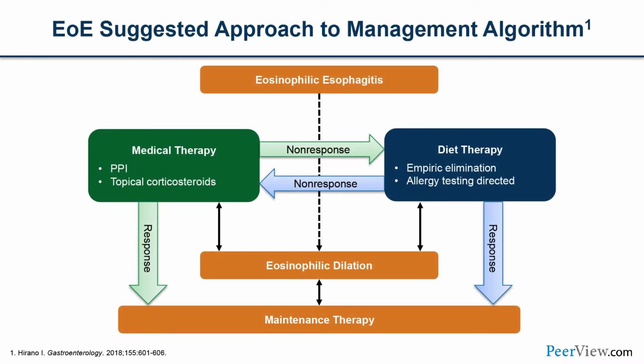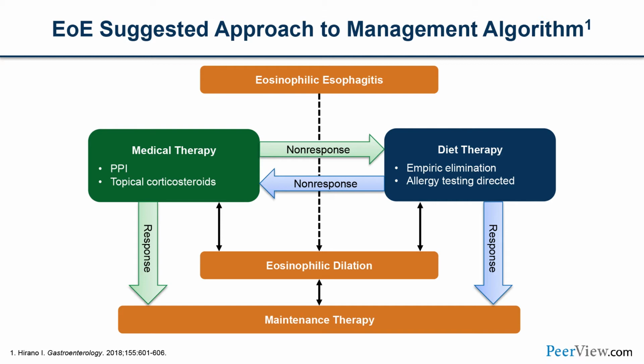So what are the suggested approaches to managing EoE? Obviously there are two places where you can start. One is medical therapy, which, as Dr. Dillon mentioned, is PPIs or topical corticosteroids, and we're going to talk about this in a minute. Or you can start with diet therapy, which could be empiric treatment or skin test and blood test directed therapy. If one fails, you can go to the other. So it's almost like a trial and error here.